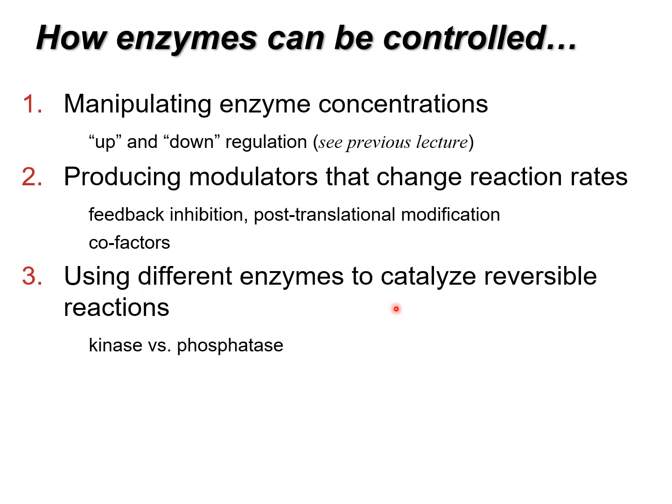Using different enzymes to catalyze reversible reactions. This is a little bit of a tougher concept. I'll tell you about it when I get there. But our model system is going to be kinase and phosphatase. If you want to look up those terms, that's a great place to start if you're having trouble understanding what we mean by using different enzymes to catalyze reversible reactions. What we mean to say is we're catalyzing only one direction of a reaction with a kinase. And for that same reaction, we're only catalyzing one direction of the reaction with a phosphatase.